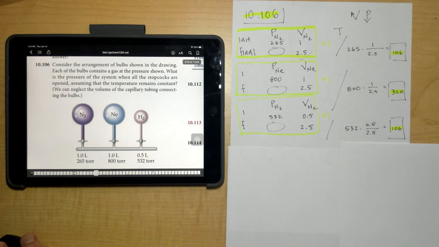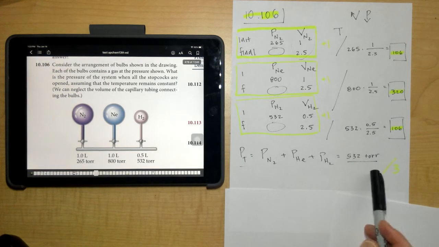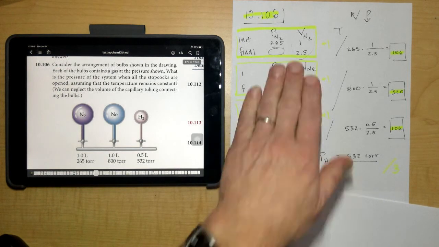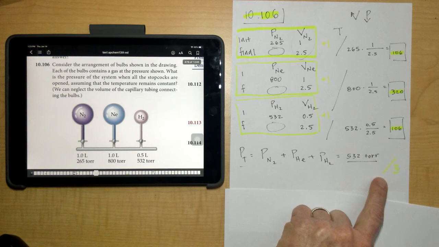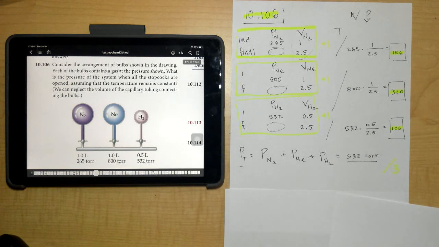Now, to find the total pressure, we need to add all these partial pressures together. So when you add all of them together, you get 532 torr total. This problem is worth 3 points. Put the number that you got correct out of 3.